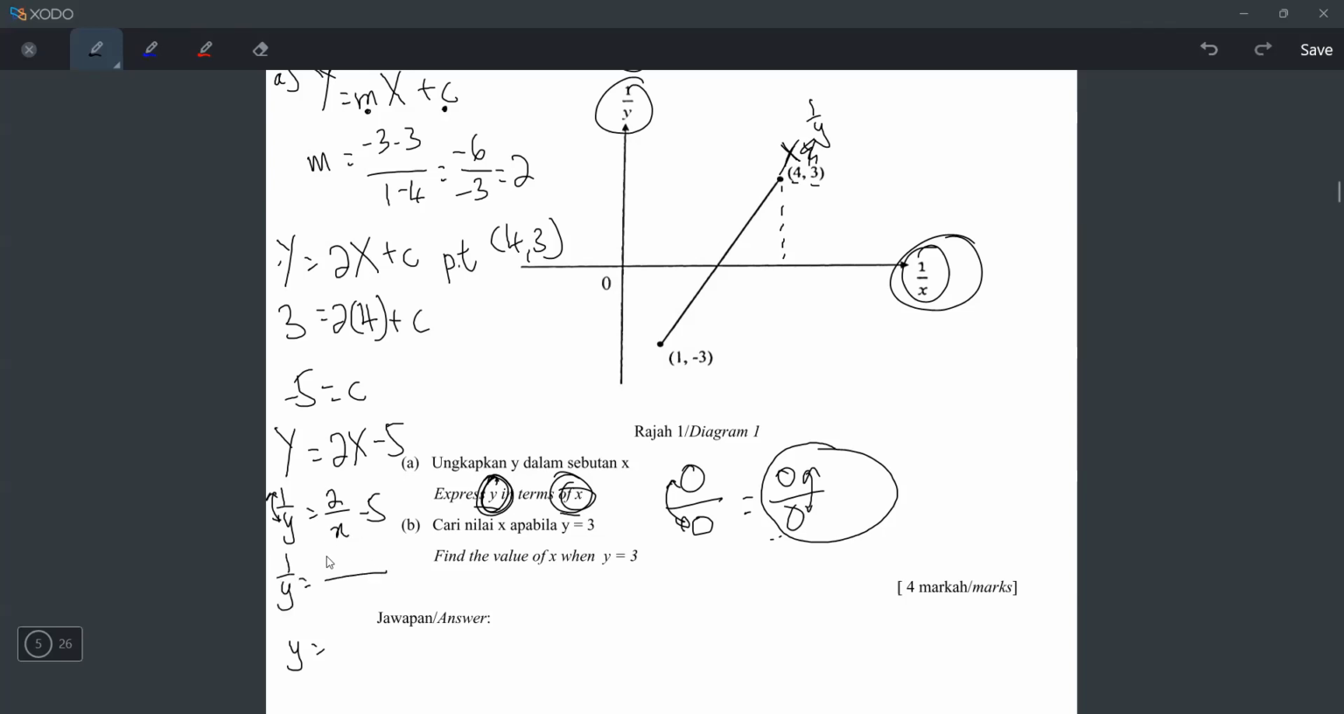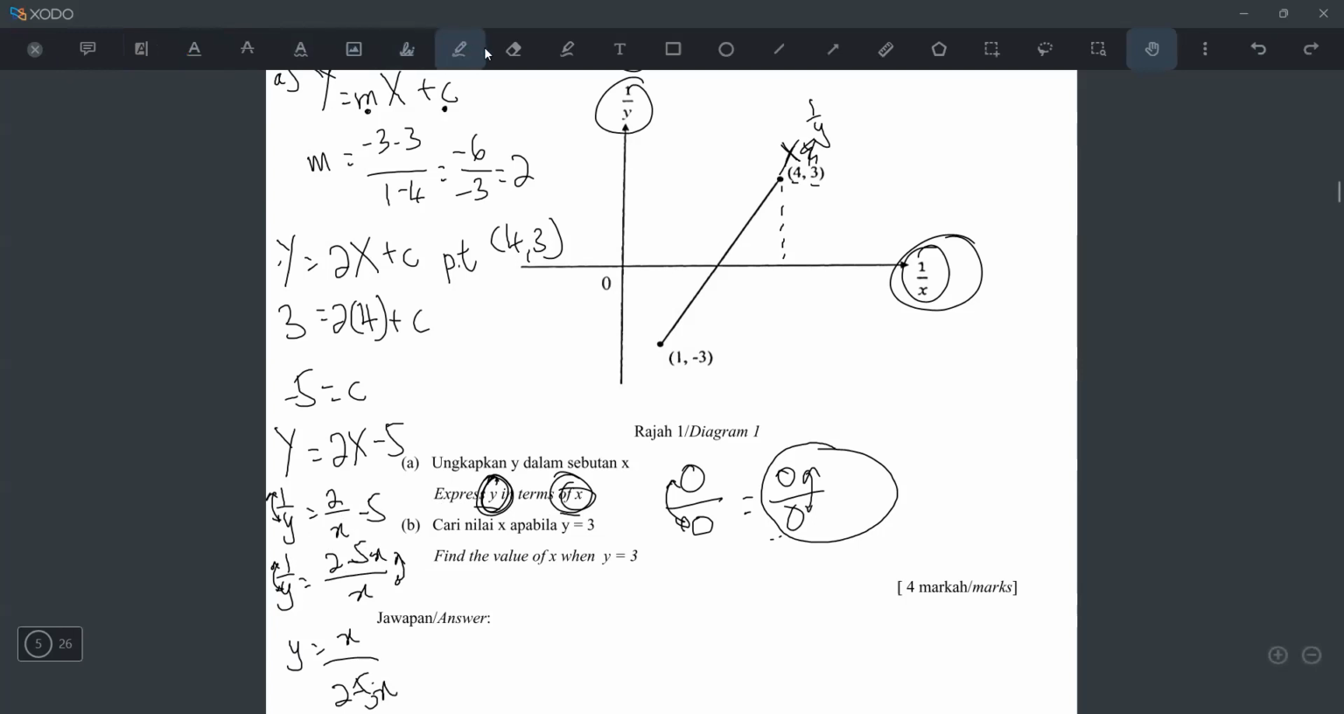How to make this into single fraction? Just take the -5 times x. Now, because you do that so that the denominator summer, now it becomes a single fraction. Now you can terbalik. So what happens when you terbalikkan 1 over y? It will become y over 1. But over 1 no need to write lah. Okay. And here also you will terbalikkan, it will left with x over 2 minus 5x. And that is the answer. This is the answer. Because they want y in terms of x. So ini jawapan dia.